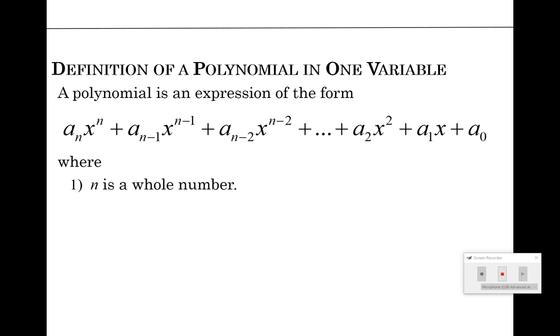So a polynomial has all of these exponents as whole numbers. You won't see x to the power 2.5. You won't see root x. None of those things. Just whole numbers.